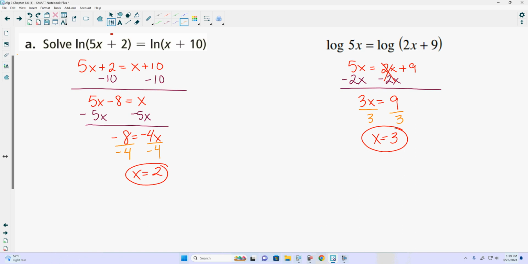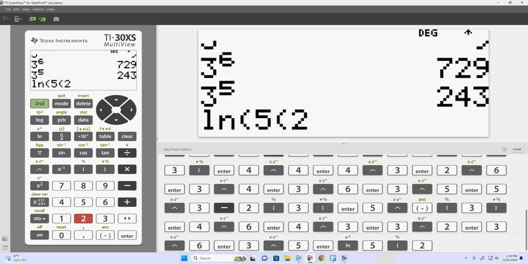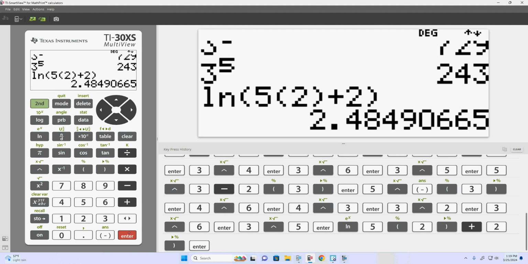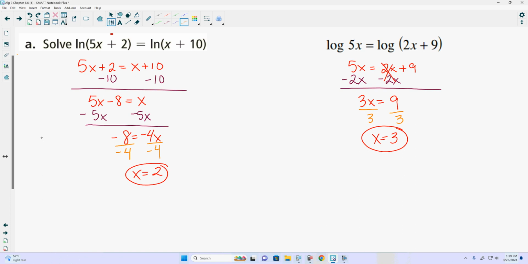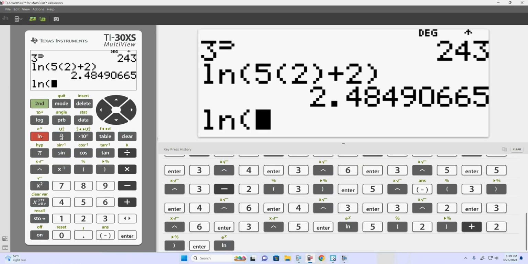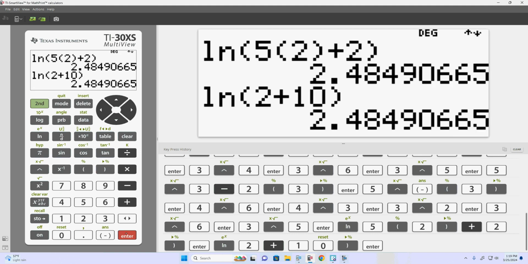because the natural log of 5 times 2 plus 2, ln of 5 times 2 plus 2, and our other one's the natural log of 2 plus 10. So even though they're decimals, they are the exact same value, so it does work.